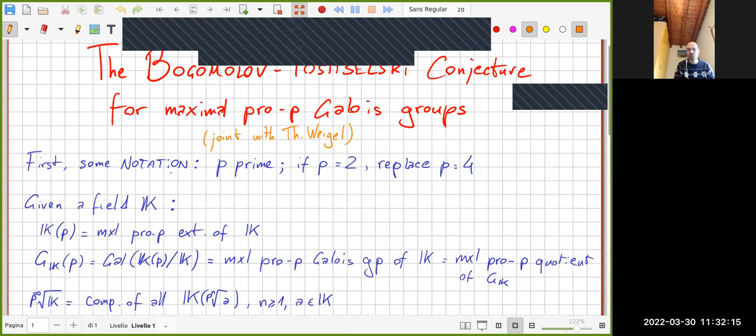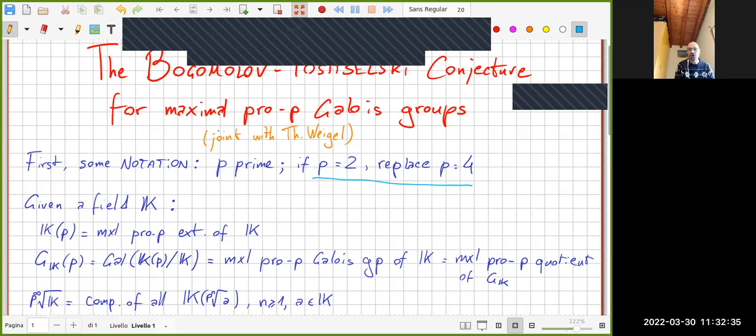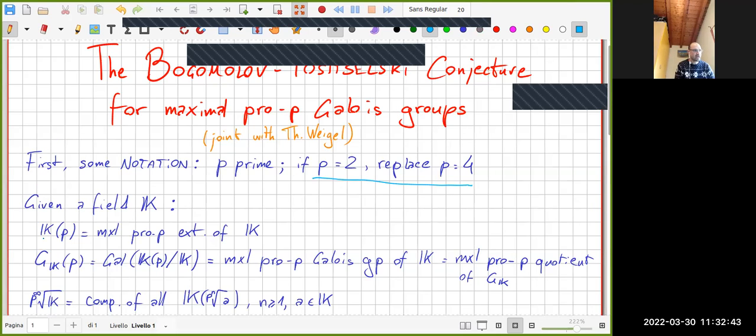In order to start, I would like to fix some notation. First of all, p is a prime number, and in case p is equal to 2, I will often replace 2 with 4 because 2 always behaves in an odd way. So 4 is a better prime number than 2. Given a field K, K(p) will denote the maximal p-extension of K, the compositum of all p-Galois extensions of K. The maximal pro-p Galois group of K is the Galois group of the maximal p-extension, and it is also the maximal pro-p quotient of the absolute Galois group of the field K.